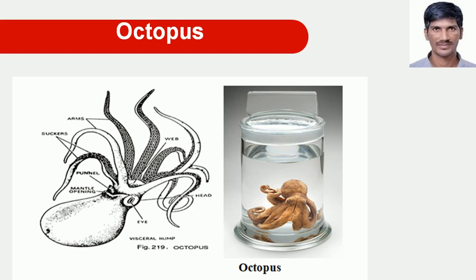You can see the pictures of the octopus. This is a schematic diagram, in which the large mantle cavity is present. It bears 8 tentacles with sessile suckers. At the center is the mouth, and it bears a pair of eyes. Similarly, we can see the specimen of the octopus.